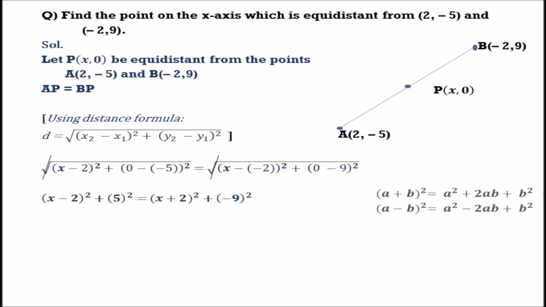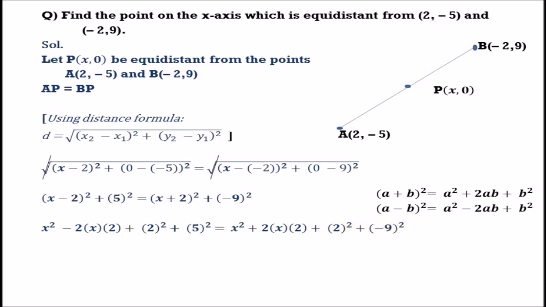Now let us use these identities. (x minus 2) whole square is in the form of (a minus b) whole square. So a square, that is x square, minus 2ab, so minus 2 into x into 2, plus b square, so plus 2 square. Plus 5 square was already there, so let us just bring it down. Equals (x plus 2) whole square is in the form of (a plus b) whole square. So a square, that is x square, plus 2ab, plus 2 into x into 2, plus b square, so plus 2 square, plus (minus 9) whole square.